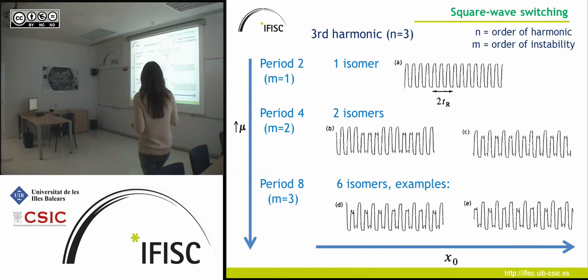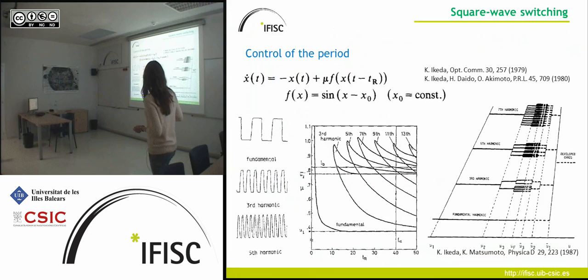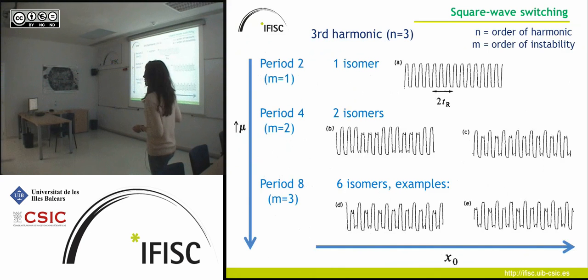are called isomers and can be found by changing the other parameter. This parameter here. This is an example with the third harmonic. Here n stands for the order of the harmonic and m for the order of the instability. This isomer can bifurcate to this one or to this one. And this one can bifurcate to 4 different isomers, and this one to 2 different isomers. And as a result, there are 6 isomers of period 8. These are only 2 examples of them.